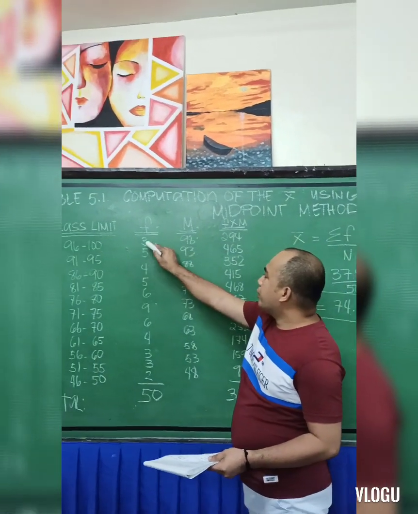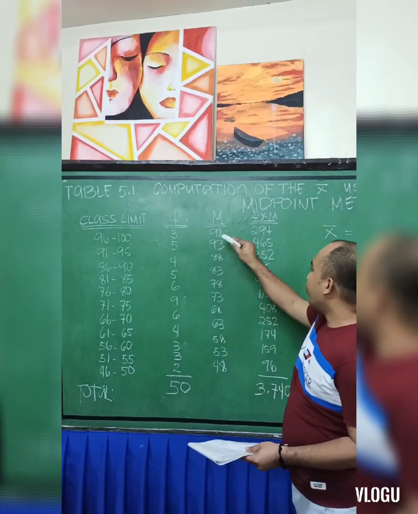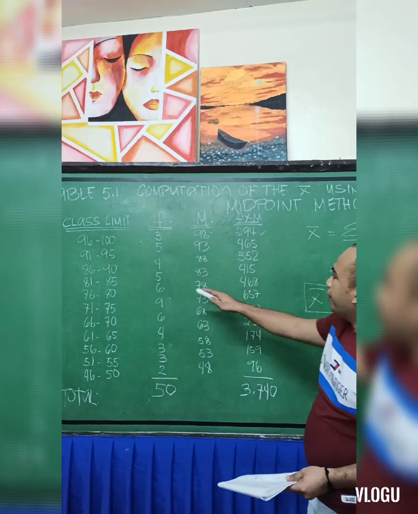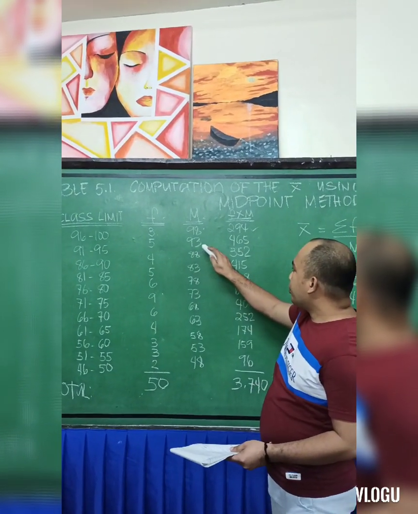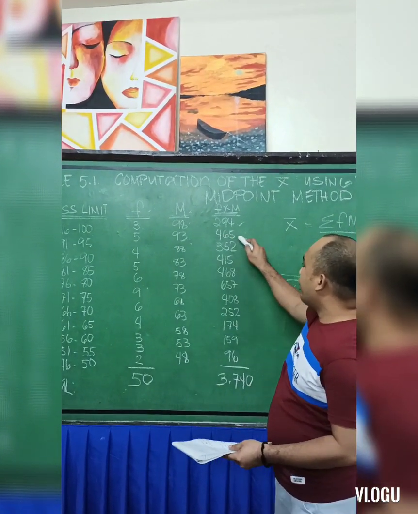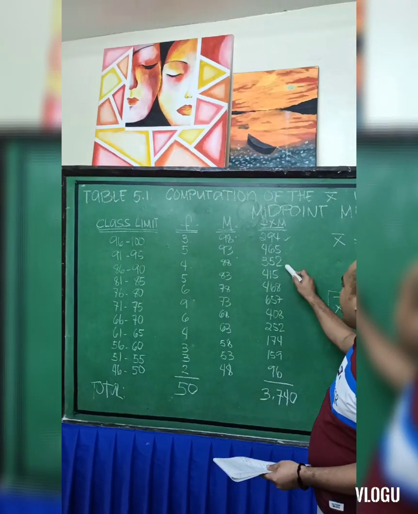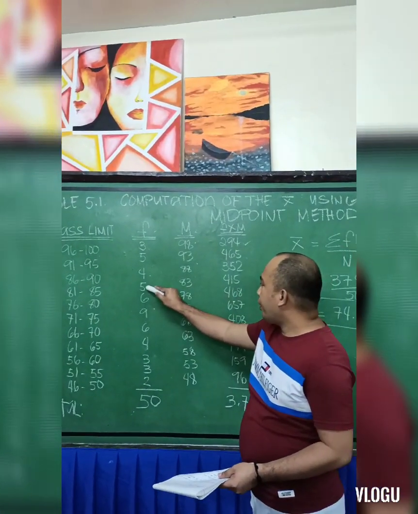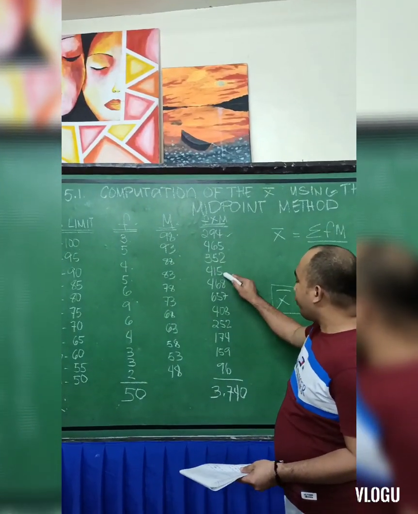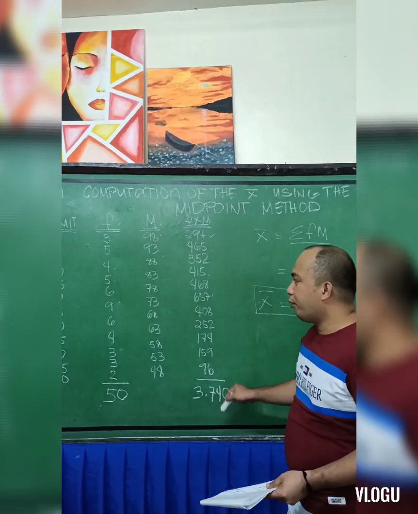For example, 3 times 98, we have 294. 5 times 93, we have 465. 4 times 88, we have 352. 5 times 83, we have 415, and so on and so forth.